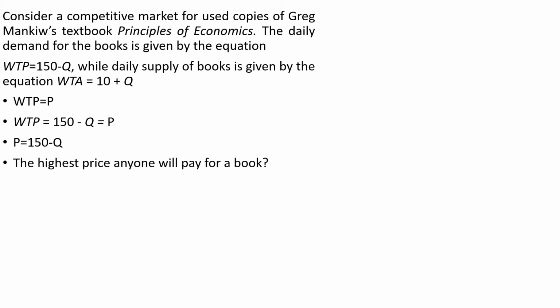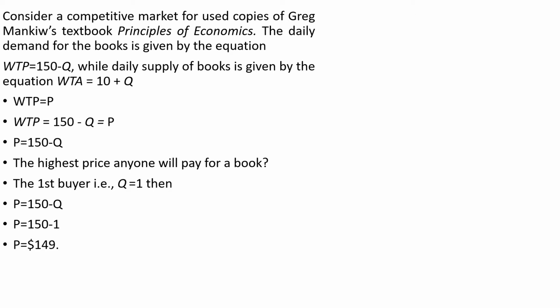To find the highest price anyone will pay for a book, we have to think about this in terms of the first buyer. So the first buyer demands Q is equal to 1, and substituting this Q is equal to 1 in the willingness to pay equation, we have 150 minus 1 as being equal to the price, and that gives us $149, and this is the highest price anyone would pay for a book.